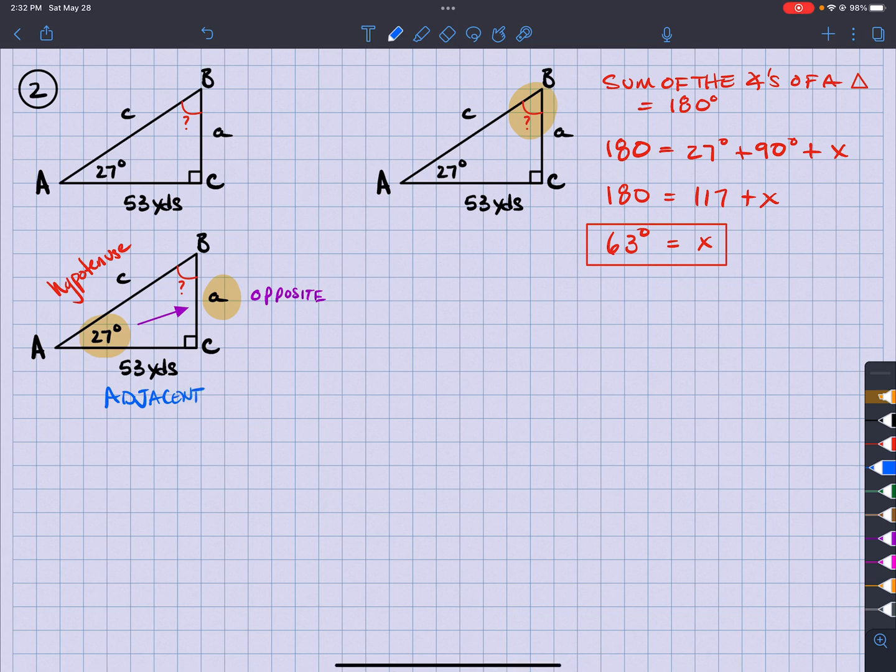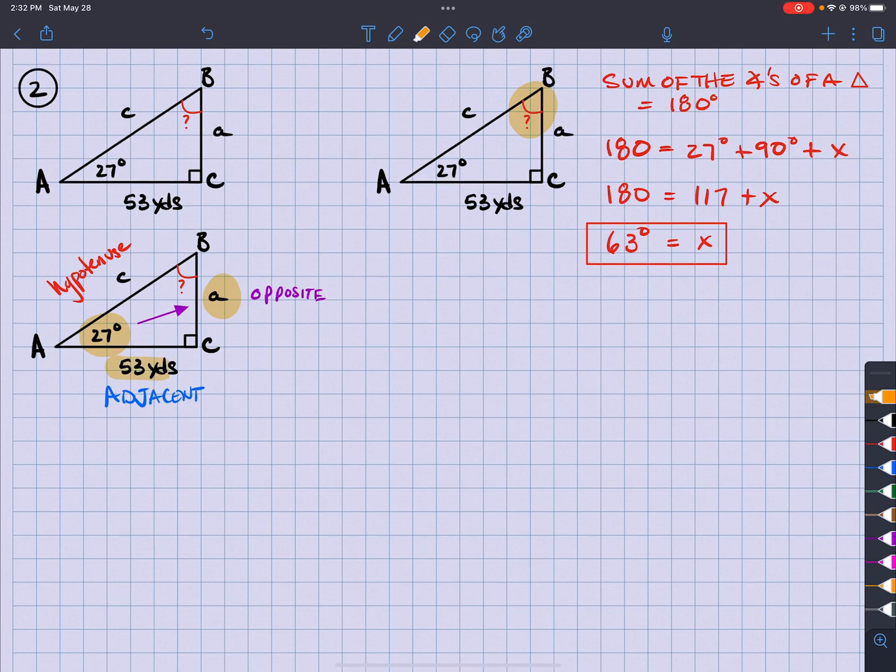So what do I have? Well, I already highlighted the A, which is what I'm looking for, but the other part that's given is my adjacent. So I got opposite and adjacent. So based on the SOHCAHTOA, what I have is a TOA, right? So I have a tangent because I got the opposite and adjacent. So the tangent of 27 degrees is equal to my opposite over my adjacent.